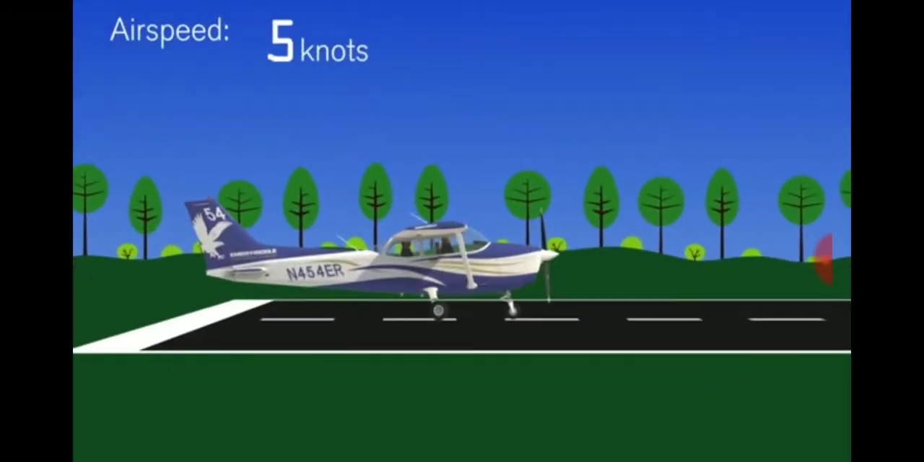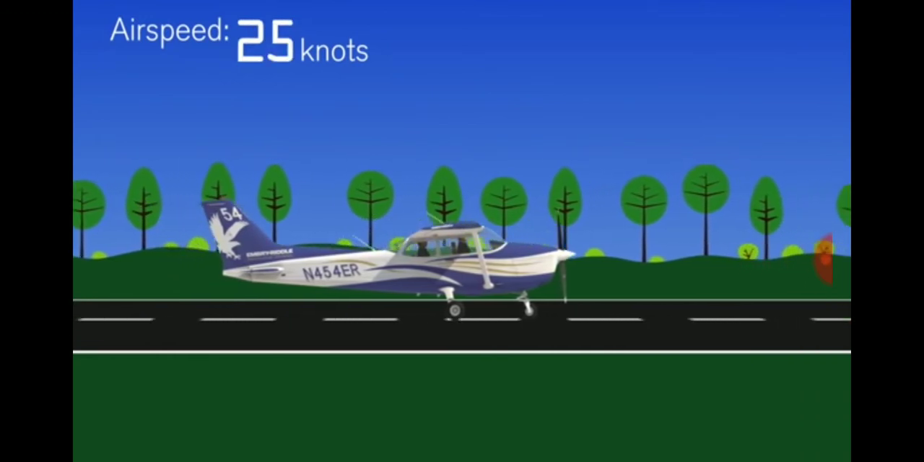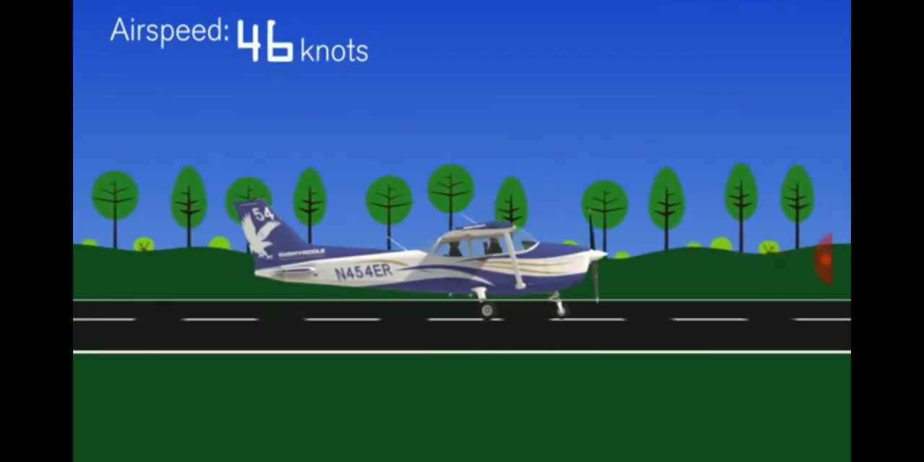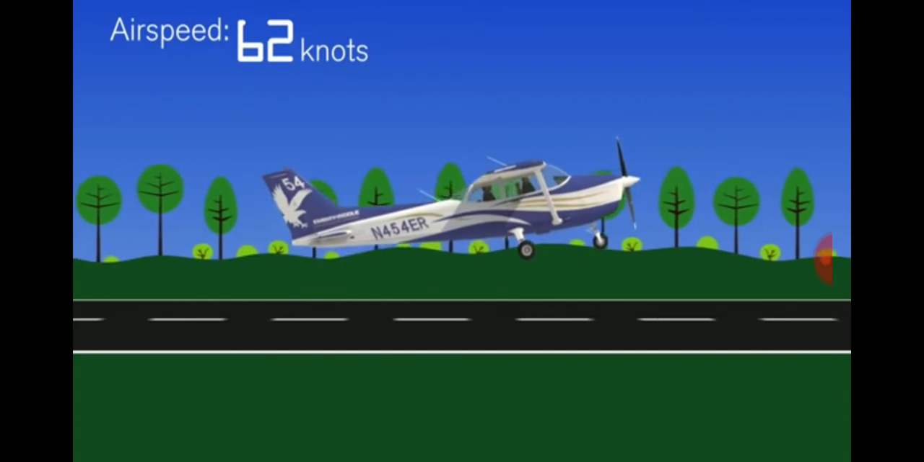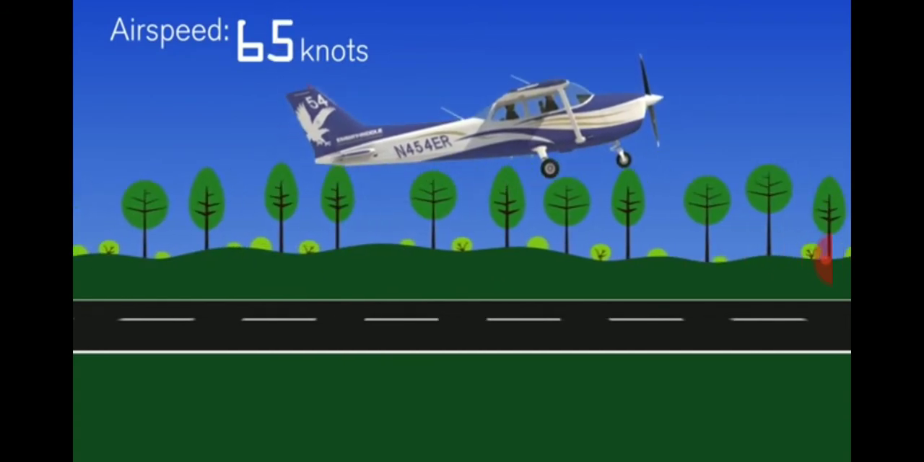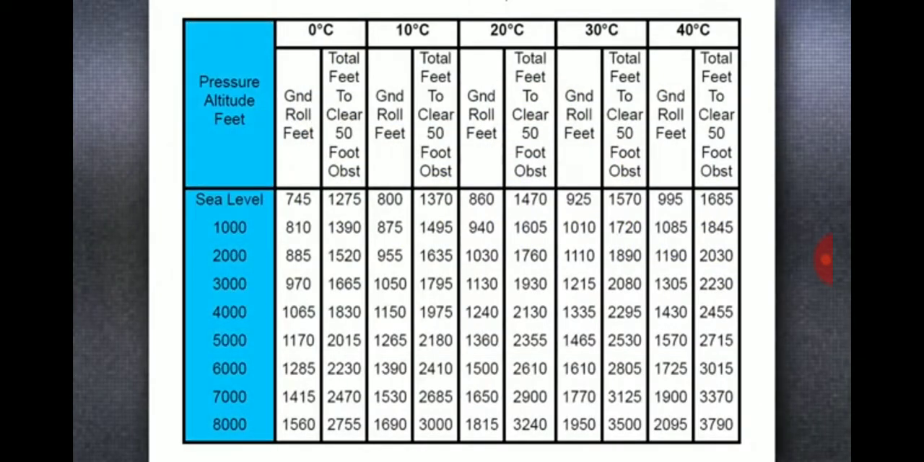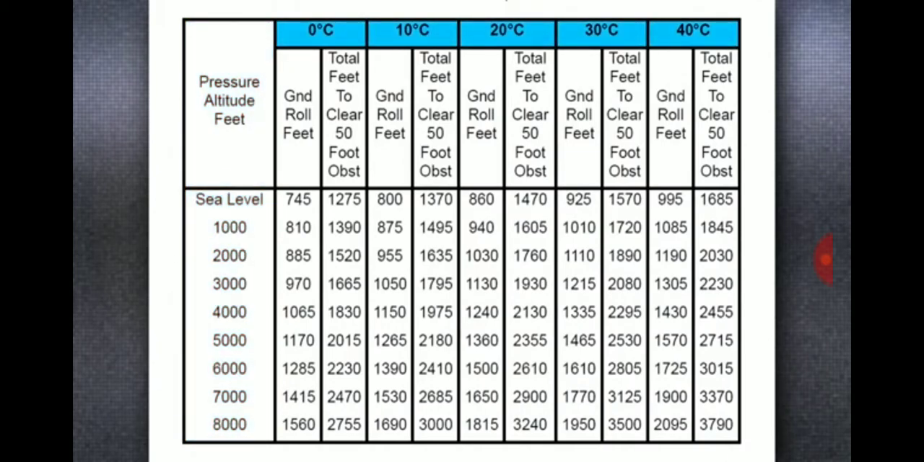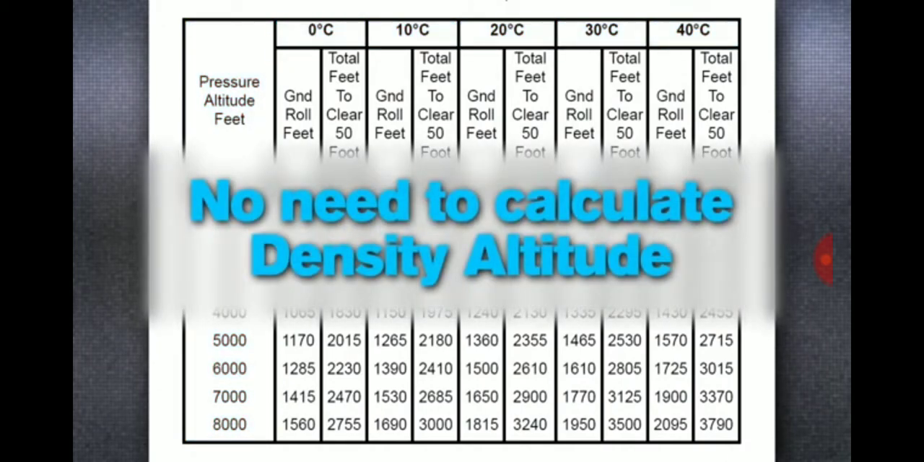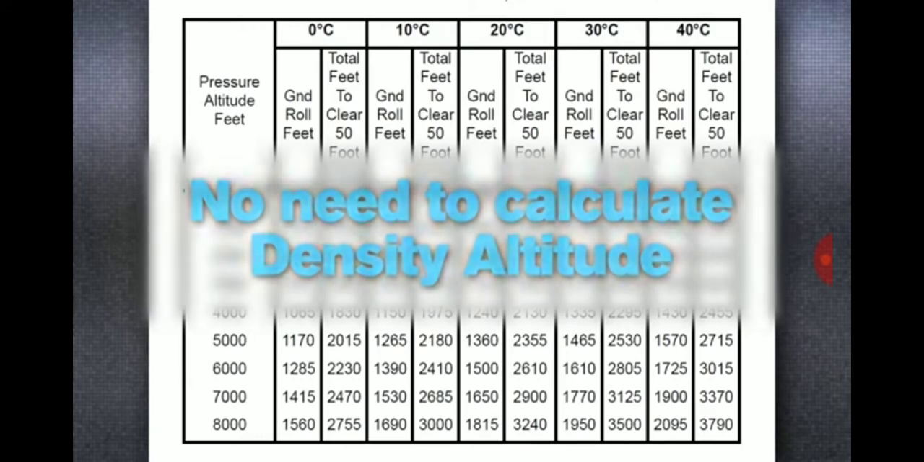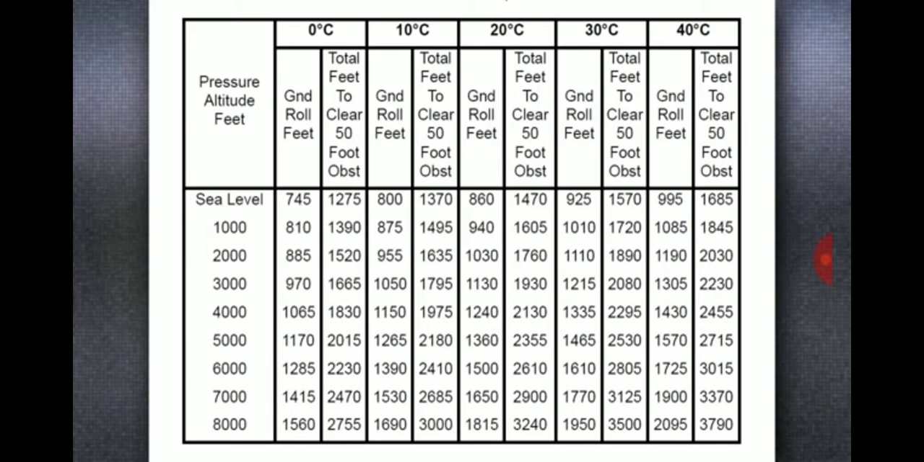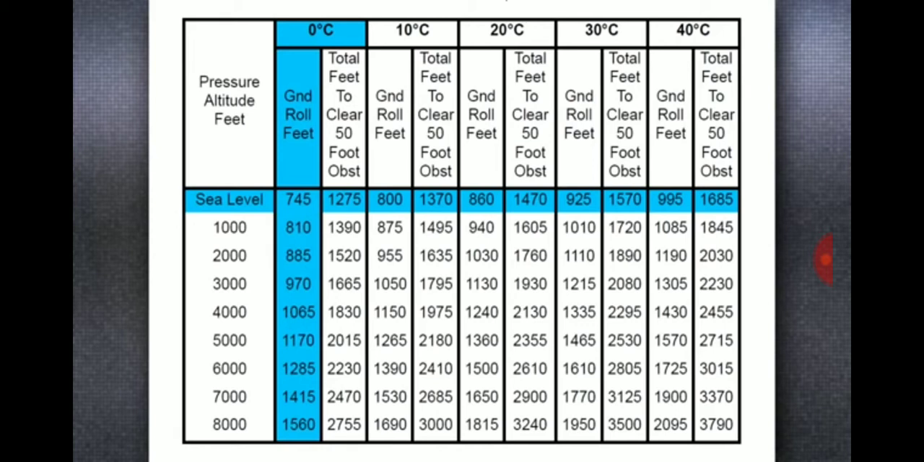The column labeled total feet to clear a 50-foot obstacle gives the distance the plane will travel, accelerating from a standing start to takeoff, and then climb to an altitude of 50 feet. On the chart, the far left column shows the pressure altitude, and the top row shows temperature. In essence, the chart will calculate the effects of density altitude for you. Let's say, for example, our pressure altitude is sea level and the temperature is 0 degrees Celsius. If we look at the intersection of these two values, we find that the takeoff distance is 745 feet.